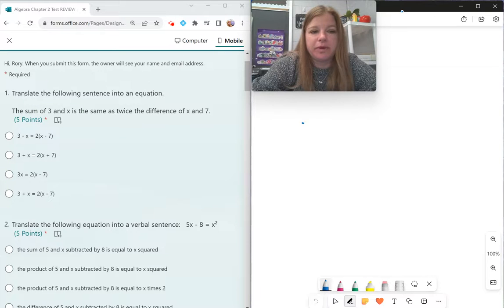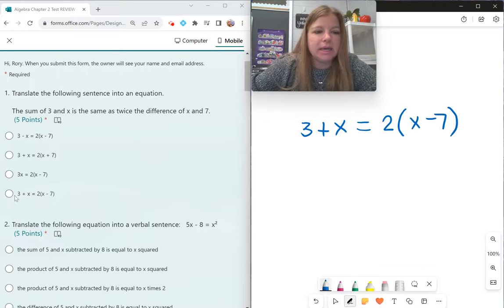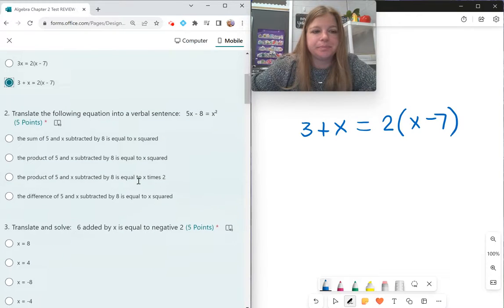So the sum of 3 and x, so the sum means to add. The sum of 3 and x is the same as, that's my equals, twice the difference. So twice the difference looks like 2 times the entire difference, which means subtraction of x and 7. So this is what this should look like translated. I'm going to find my answer choice. It looks like it's the last one.